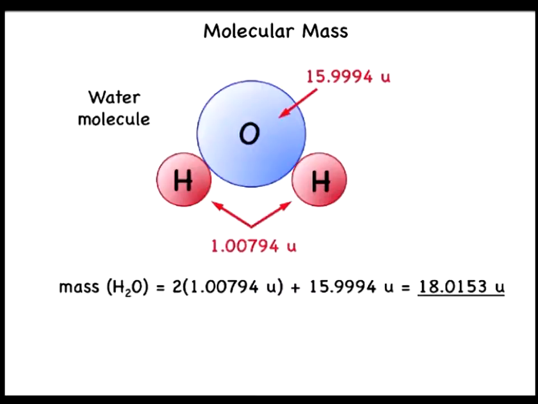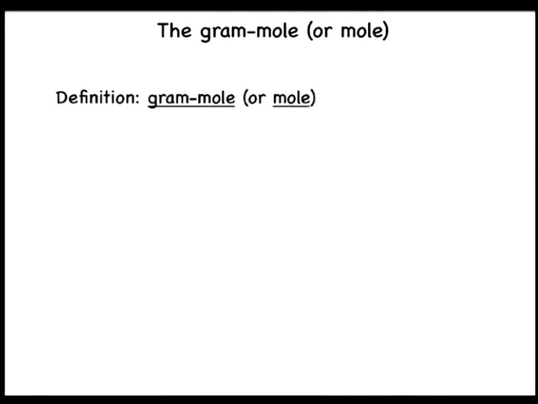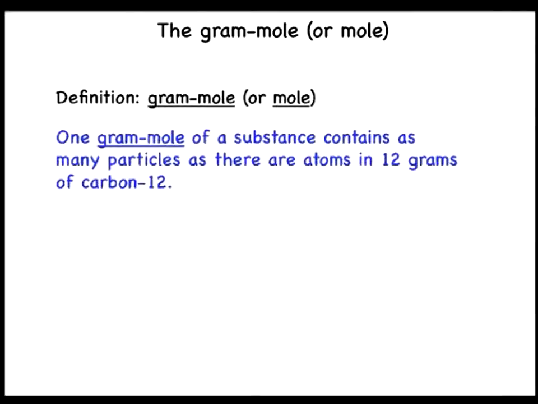Macroscopic amounts of materials contain large numbers of atoms or molecules. Even in a small volume of gas, 1 centimeter cubed for example, the number is enormous. It is convenient to express such large numbers in terms of a single unit, the gram mole, or simply the mole. 1 gram mole of a substance contains as many particles, atoms or molecules, as there are atoms in 12 grams of the isotope carbon-12.